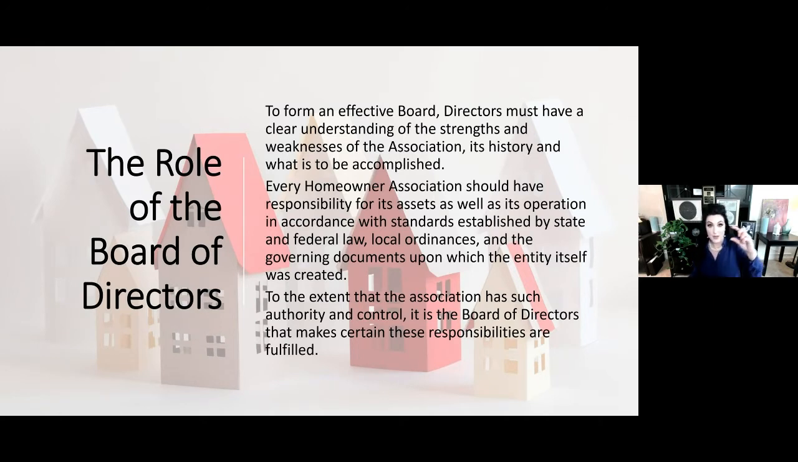And actually, if you look at that, you now see the hierarchy of documents. The governing documents, which is the recorded land record, the rules and restrictions for those particular parcels. Then the local ordinances by the city or the municipality, okay? And then you've got the state and the federal laws. Just so that you understand, this is where your set of governing documents is in the hierarchy. And it doesn't mean that it's any less important. It just means that it is a true legal document. To the extent that the association has such authority and control, it's the board of directors that makes certain these responsibilities are fulfilled.